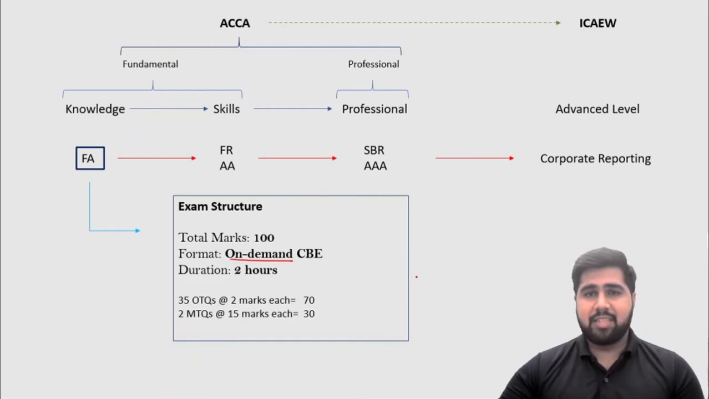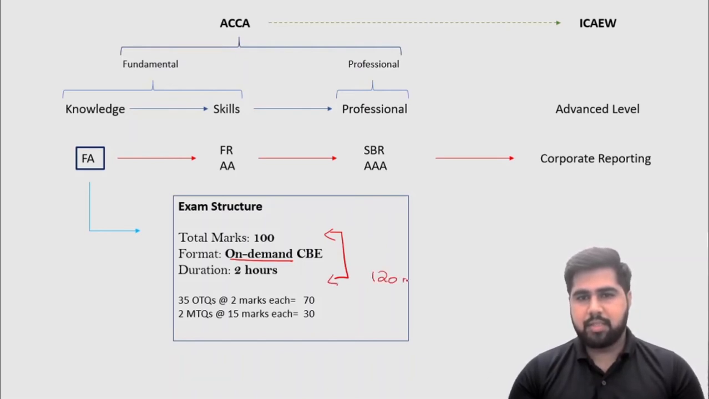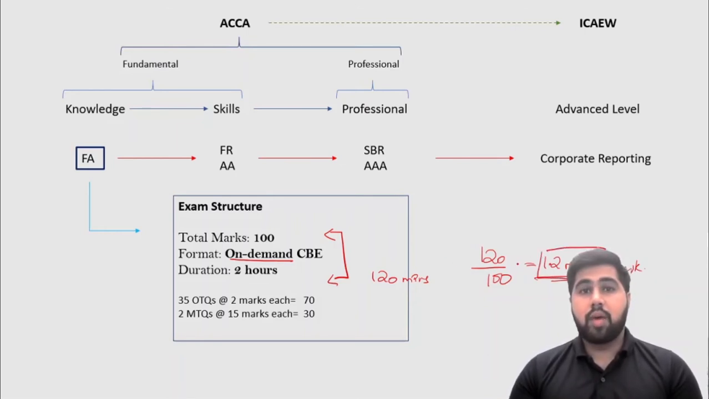Again, if we bifurcate, this is what I always tell my students, right? So you have 100 marks and 120 minutes, right? So that's 120 divided by 100, which is 1.2 minutes per mark. That's your basic calculation. The reason I'm telling it before we start our studies is because when you start practice, this is what we will follow. 1.2 minutes per mark. Okay, this is very crucial.